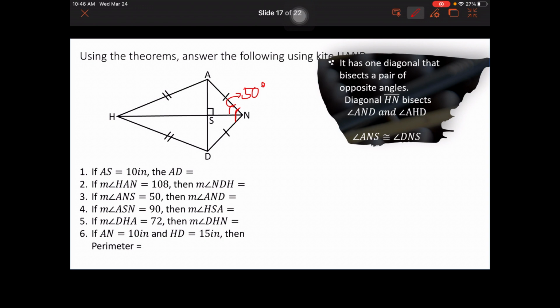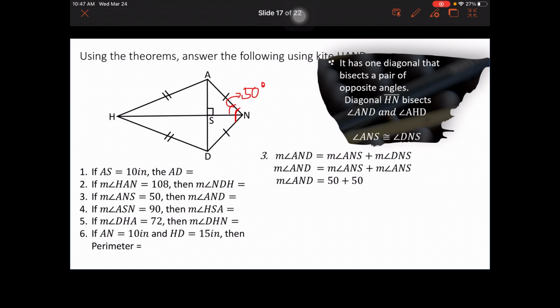Diagonal HN bisects angle AND and angle AHD. So, pwede ko pong sabihin, since si angle ANS and angle DNS are congruent, magiging equal po sila. Then, using the given, substitute po natin yung given, magiging 50 plus 50. Then, the measure of AND is equal to 100. Ganyan po.